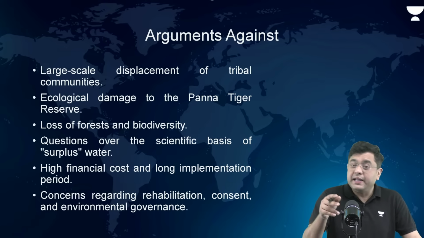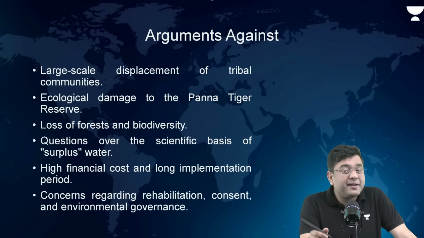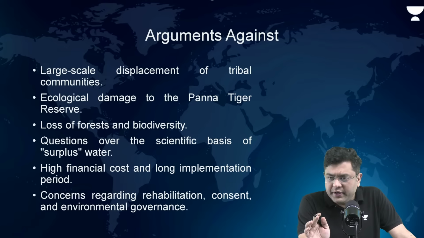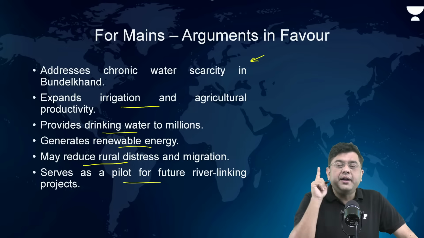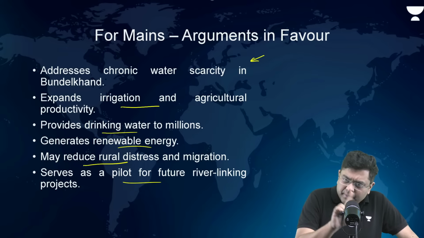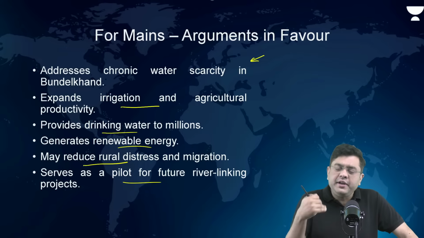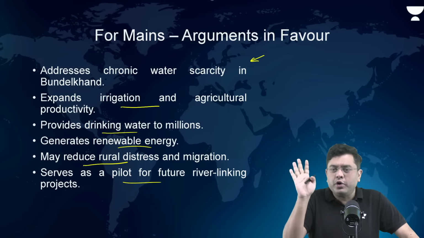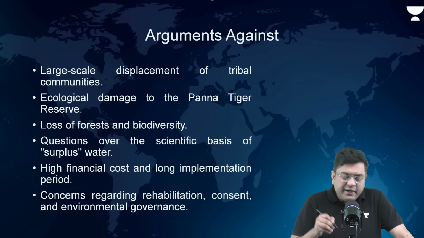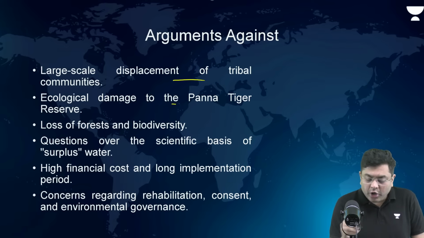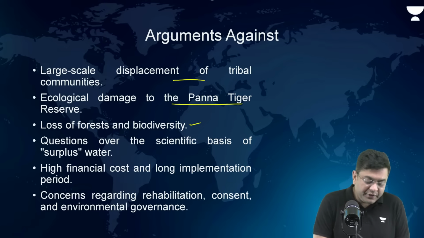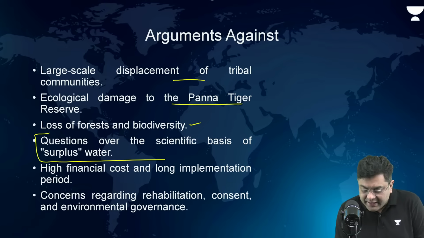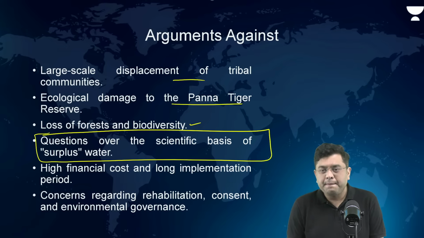However, there are arguments against. Large scale displacement of the tribal communities will happen. Here, one other argument that you can add in favor: addresses the twin issue of flood and drought. That both floods and droughts occur in the same region, that will be addressed because excess water will be diverted. So, large scale displacement of tribal communities, ecological damage to the Panna Tiger Reserve, loss of forest and diversity, questions over the scientific basis of surplus water.